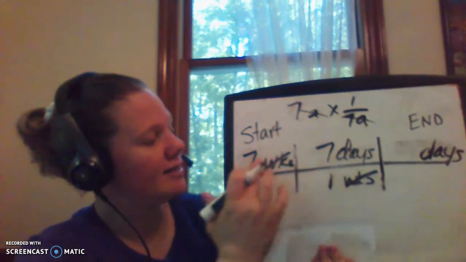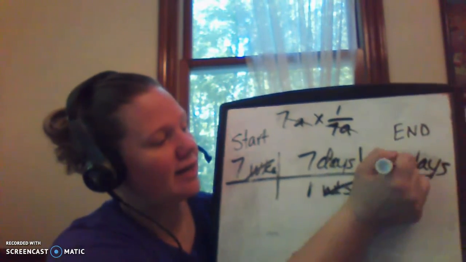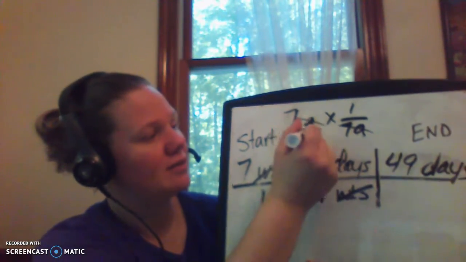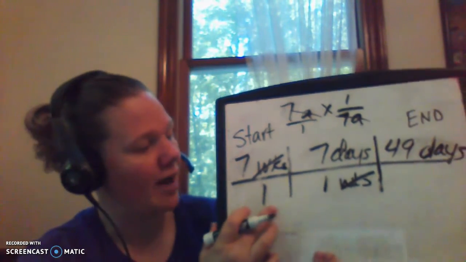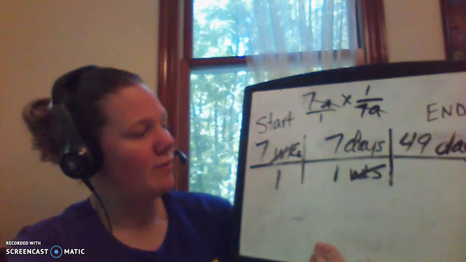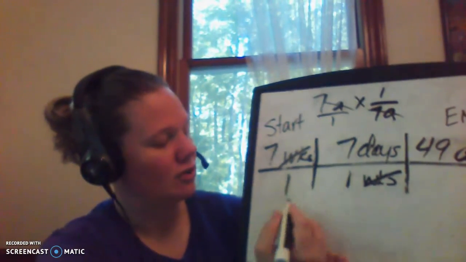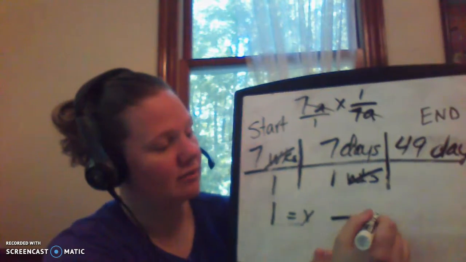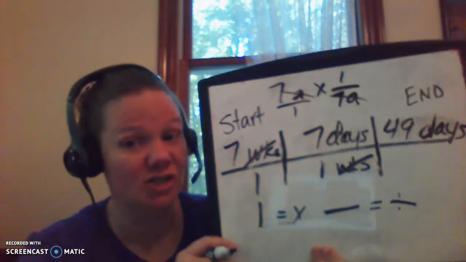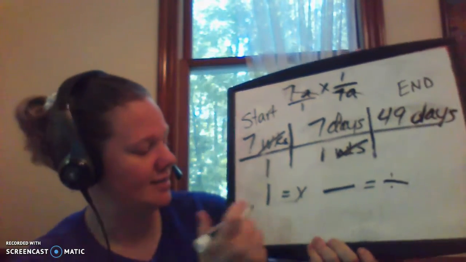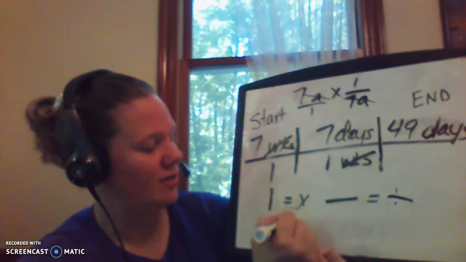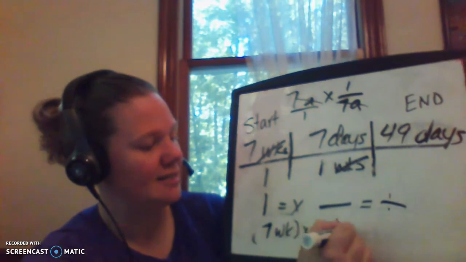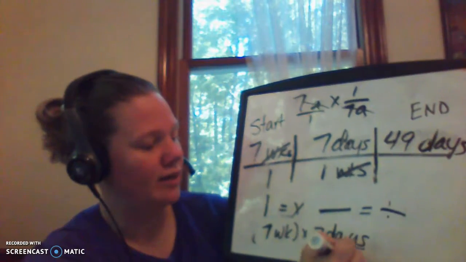So then we multiply. 7 times 7 is 49 divided by 1. You can go ahead and put a 1 over here, it doesn't matter. In our bridge, remember that the vertical line is equal to multiplication, while the horizontal line is equal to division. So it's the same as saying here that we have 7 weeks times 7 days over 1 week.